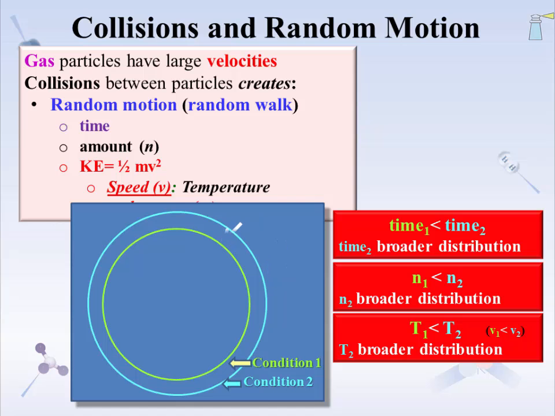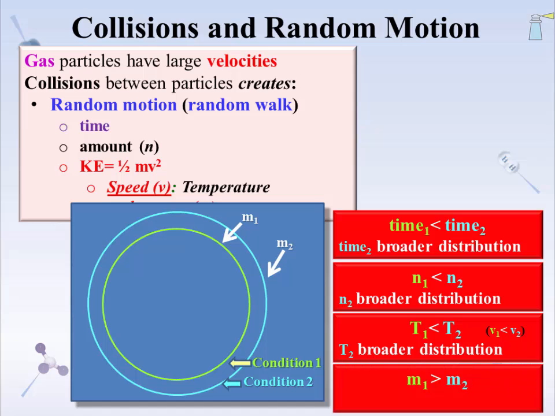Finally, consider the pattern of distribution in which the only variable that changes in condition 1 and 2 is the mass of the particles. Condition 1 has mass 1 and condition 2 has mass 2. These circles represent the distribution that occurs when mass 1 is larger than mass 2.